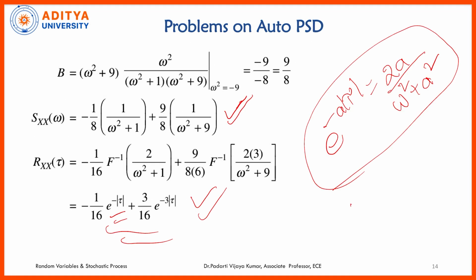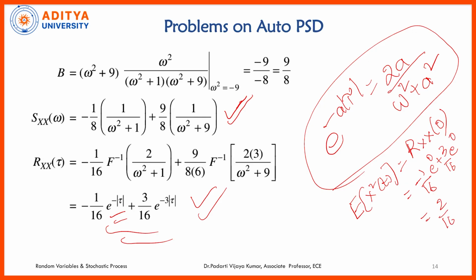Once the autocorrelation function is known to us, the mean square value can be computed. The mean square value is the expectation of x square of t, which is equal to the autocorrelation function at 0. So, the mean square value will be minus 1 by 16 e power 0 plus 3 by 16 e power 0. We will get 2 by 16, which is equal to 1 by 8.